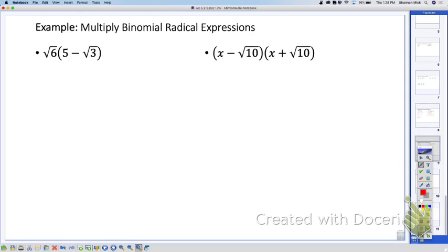Okay, so I'm going to distribute the square root of 6. So I have 5 square root of 6. How about 6? You were supposed to be doing that already. But I forgot. We were talking.